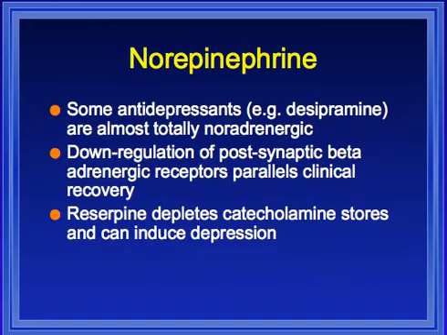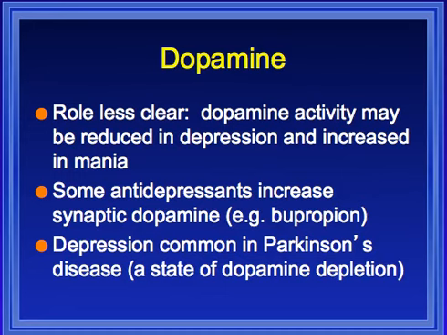Well, norepinephrine is the other key monoamine, and some antidepressants like the tricyclic desipramine are almost totally noradrenergic in function. These drugs also lead to downregulation of postsynaptic beta-adrenergic receptors, and again, that takes a few weeks, and that parallels clinical response. Antihypertensive drug reserpine depletes noradrenergic stores and can precipitate depression, hence we don't even use it anymore in most people for hypertension. The third monoamine is dopamine.